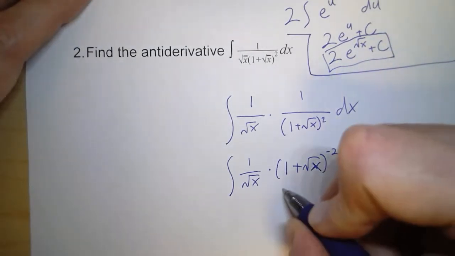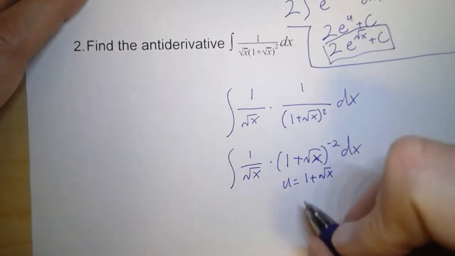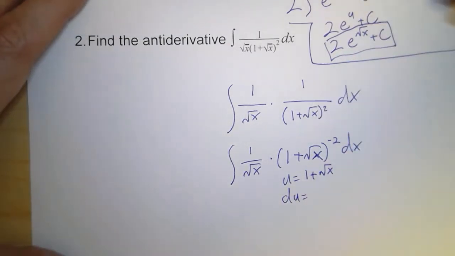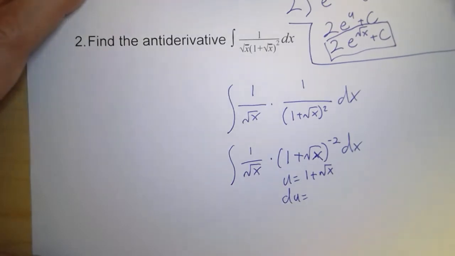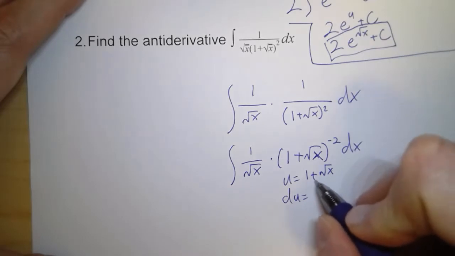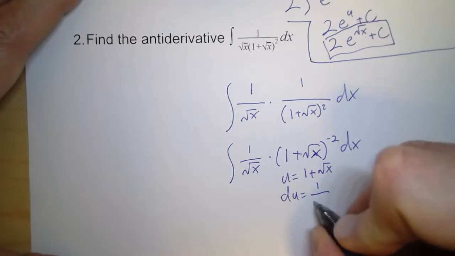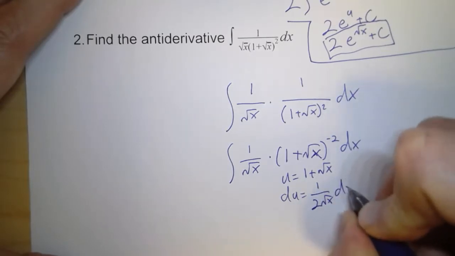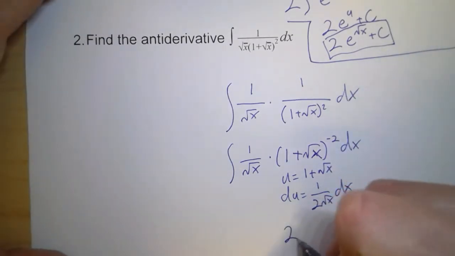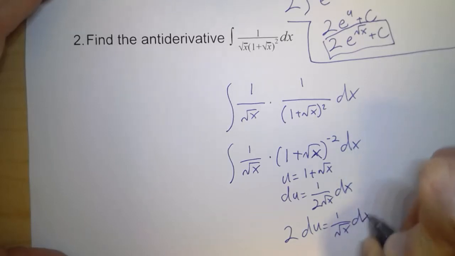And so that means u is going to equal 1 plus square root of x, and then du, that's going to equal, well, I just need to copy my work from up here, where we set square root of x equal to u. Having the 1 here really doesn't make a difference because when we take the derivative, it's going to go away. So du is 1 over 2 square root of x dx. So that means if we multiply by 2, that's 2 du equals 1 over square root of x dx.